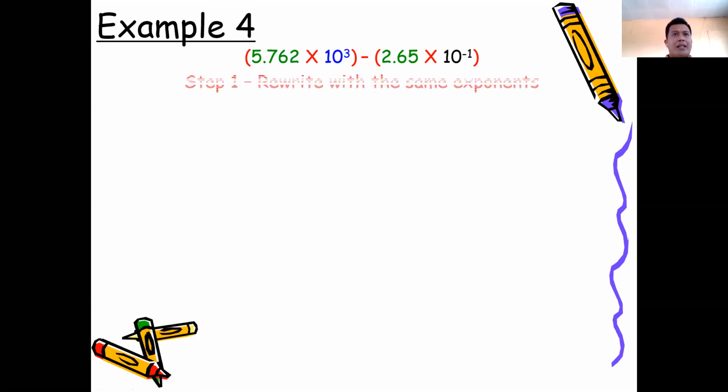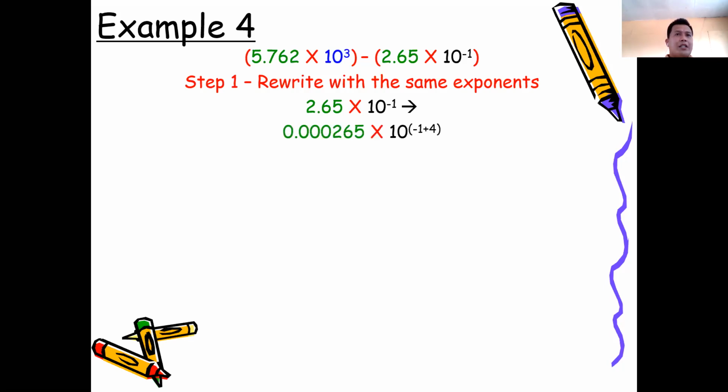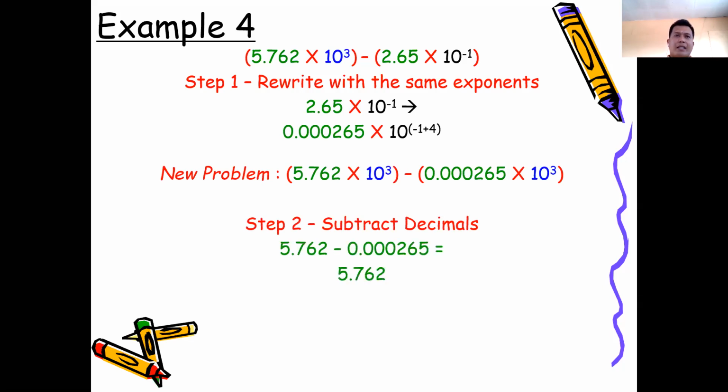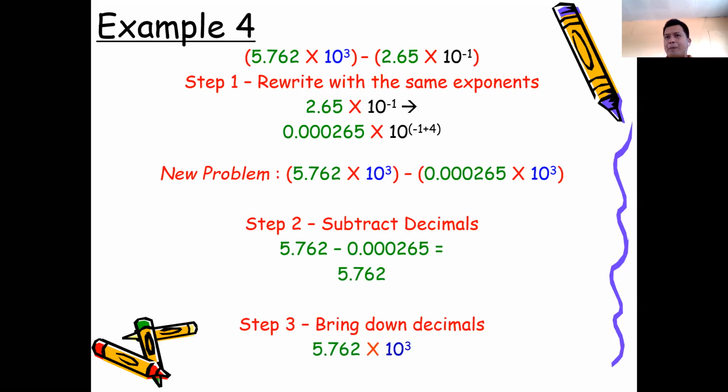Another example here. Let's convert 10 to the power of negative 1 to 10 to the power of 3 by adding 4. So when you add 4, you move the decimal point to the left. So we have 0.00265 times 10 to the power of 3. And there you have the numbers you're going to subtract. So the answer is 5.762 times 10 to the power of 3.